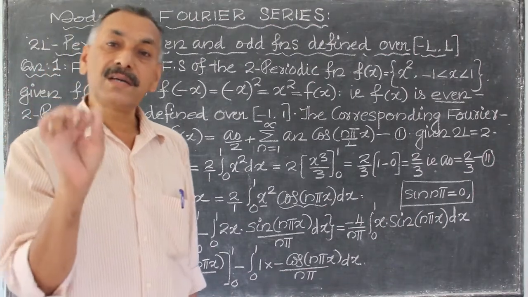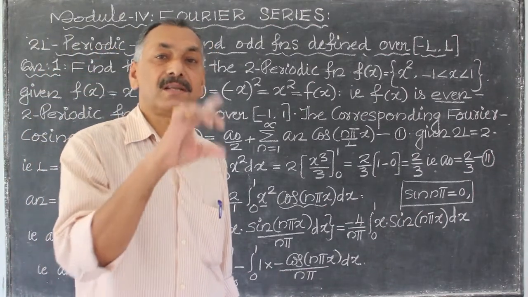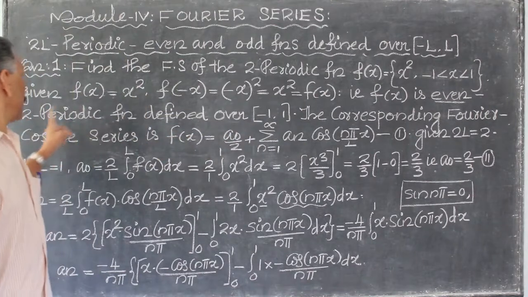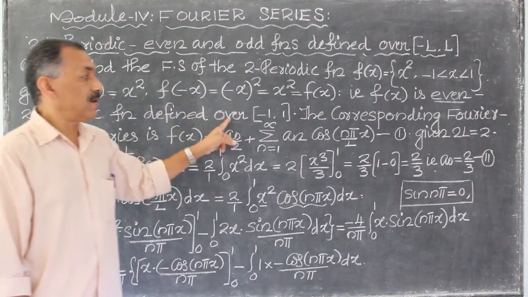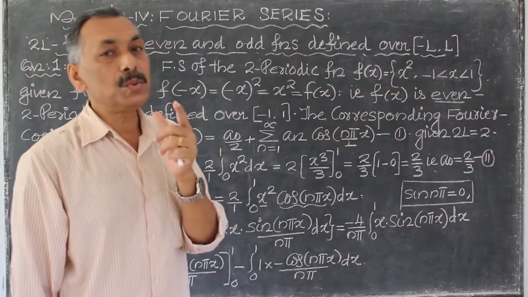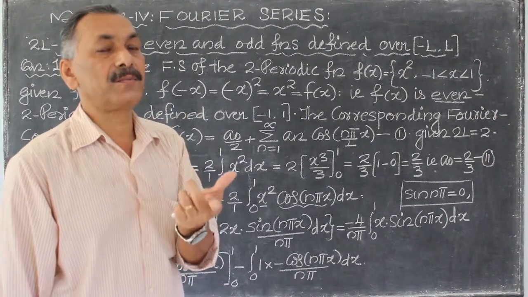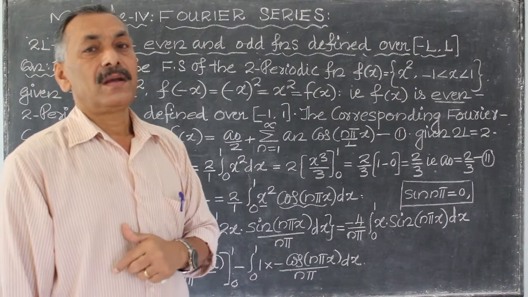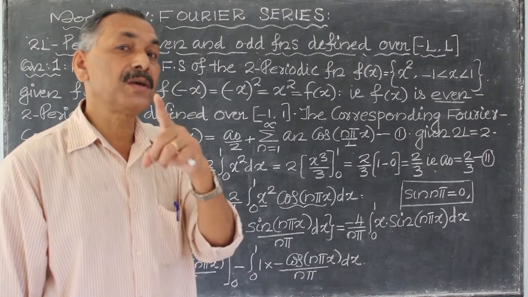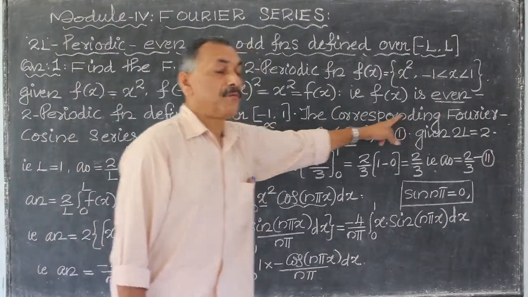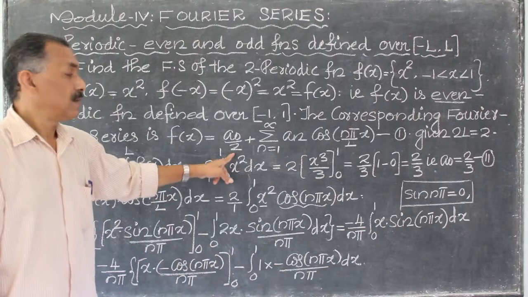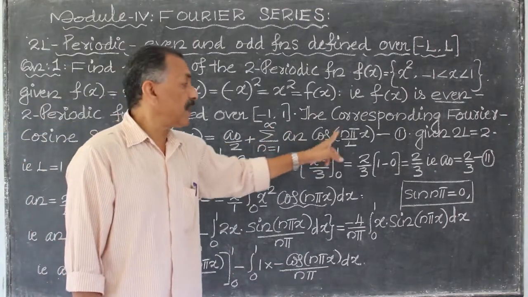And moreover, it is given that the function is 2 periodic defined in the interval minus l to l, that is minus 1 to 1. That is, f(x) is an even 2 periodic function defined over the interval minus 1 to 1. Since the given function is 2l periodic defined over minus l to l, or minus 1 to 1, and moreover it is even, the corresponding Fourier series is the Fourier cosine series. The corresponding Fourier cosine series is a0 by 2 plus sigma n 1 to infinity an cos n pi by l x.